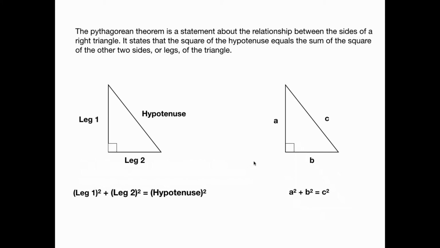Now, using our variables, this is most often written as a squared plus b squared equals c squared, where a and b represent the two legs, and it doesn't matter which one is which, all right? And c represents the hypotenuse.